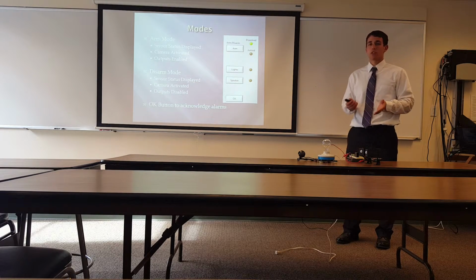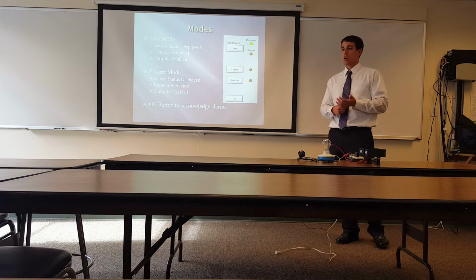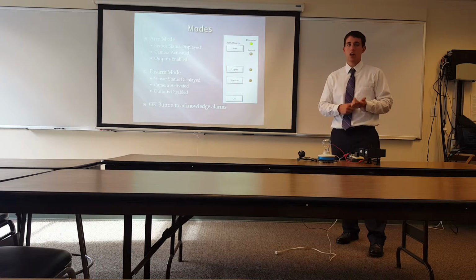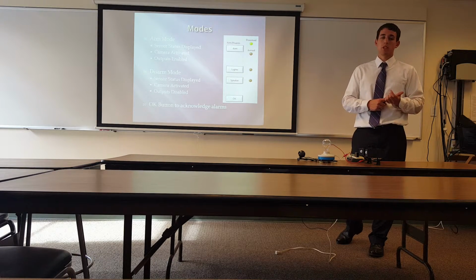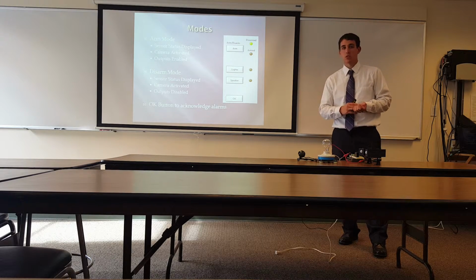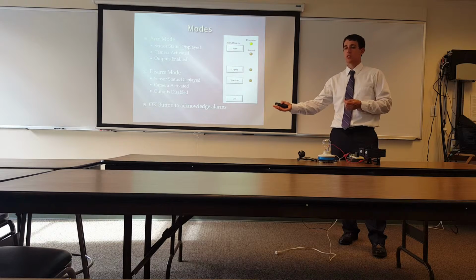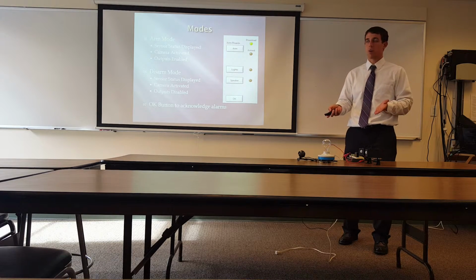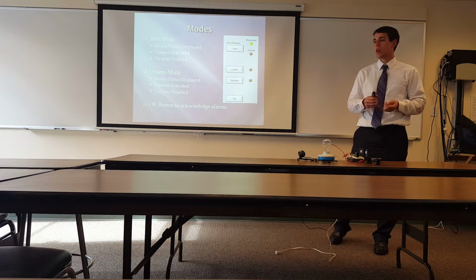So as I said before, there's two different modes. There's an arm mode and a disarm mode. In the arm mode, the status of the sensors will be displayed, the camera will be activated, and the outputs will be enabled. So if someone walks past one of your door sensors, the lights and speakers will come on depending on what the user chooses.